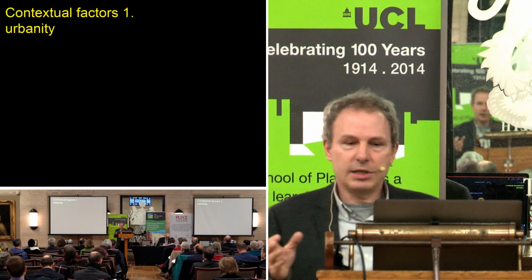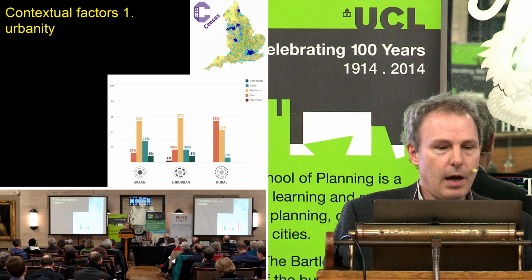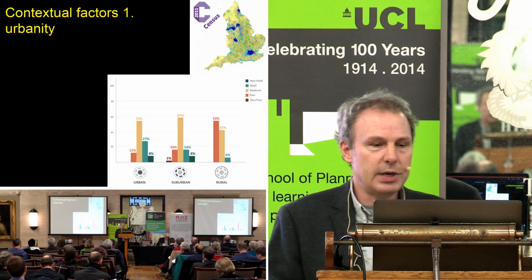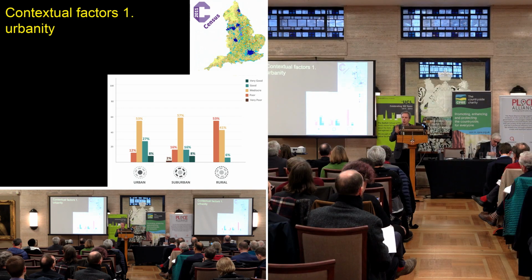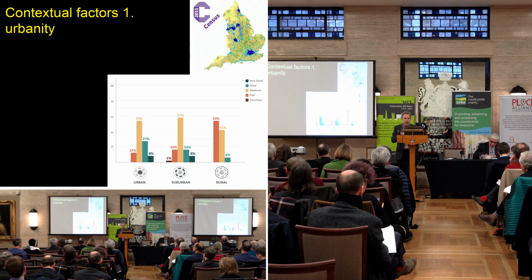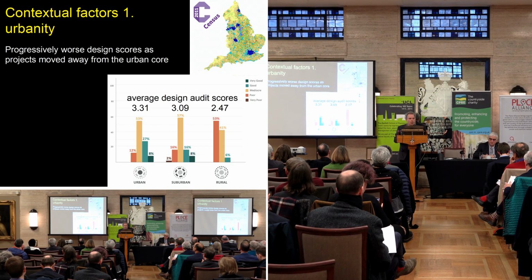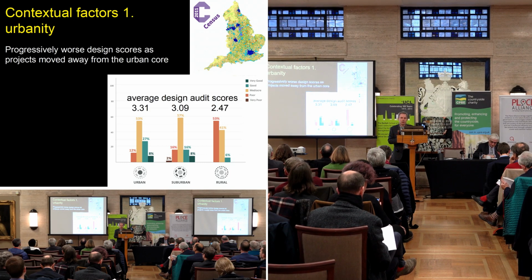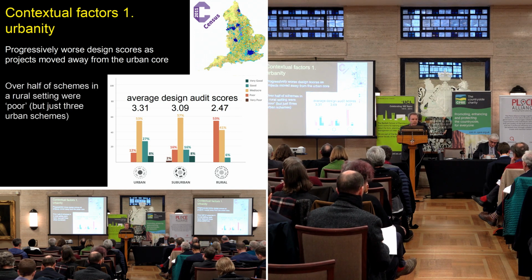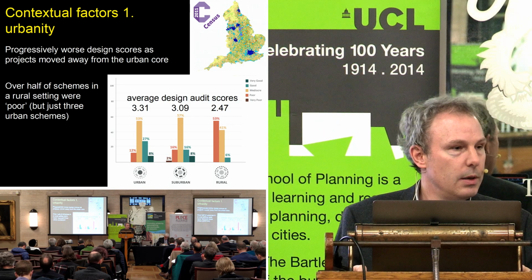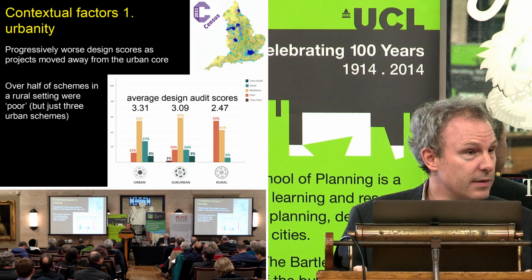Turning to some of the contextual factors that we looked at. Firstly, urbanity. We used the 2011 census data which scores different parts of the country according to whether you're in an urban, suburban or rural area, and we correlated those with our design outcomes. What we saw is progressively worse design scores as projects moved away from the urban core. Over half of schemes in a rural setting were poor. Just 3 of our urban schemes fell into that category.